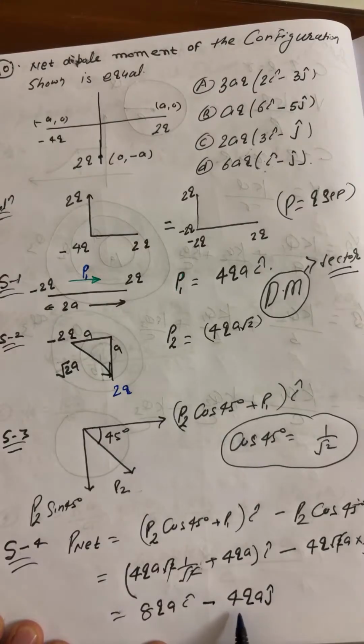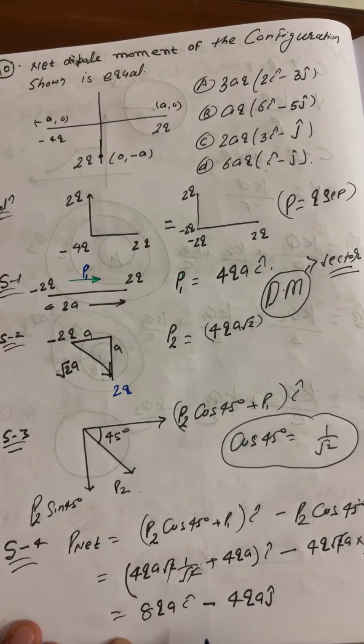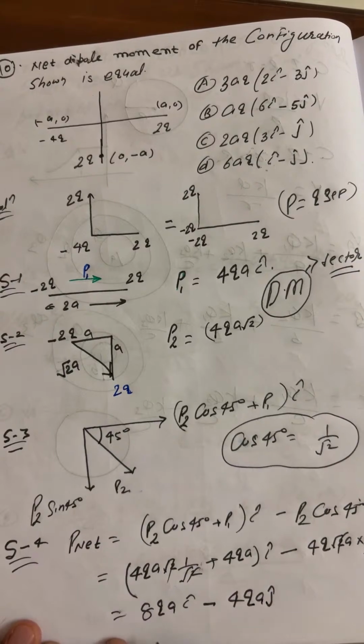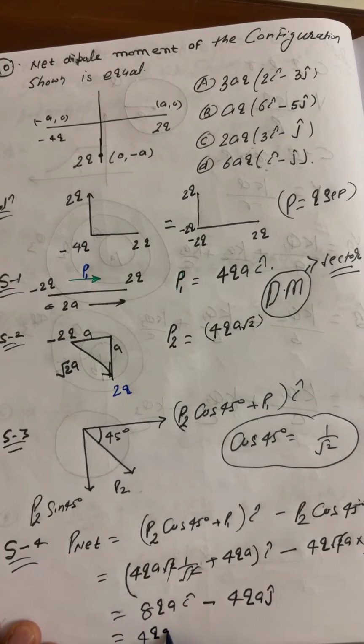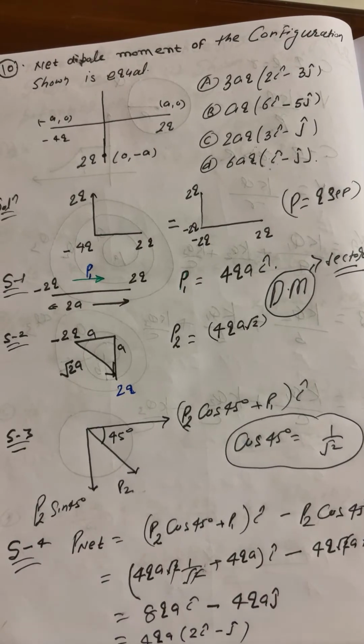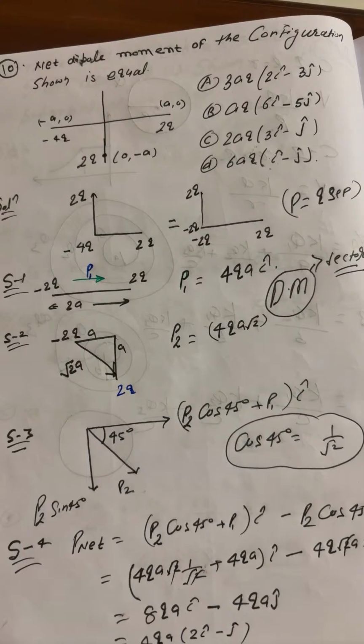Beta, you can take common here. How much you can take common here? You can take 4 QA. But you can see there is no such option at all here. So this is 2 i cap minus j cap. 2 i cap minus j cap. Beta, where did I go wrong here? Check once.